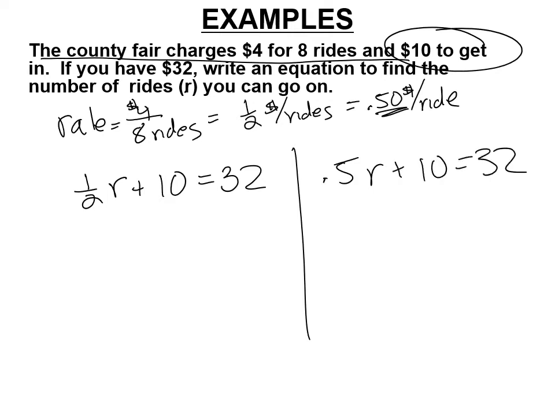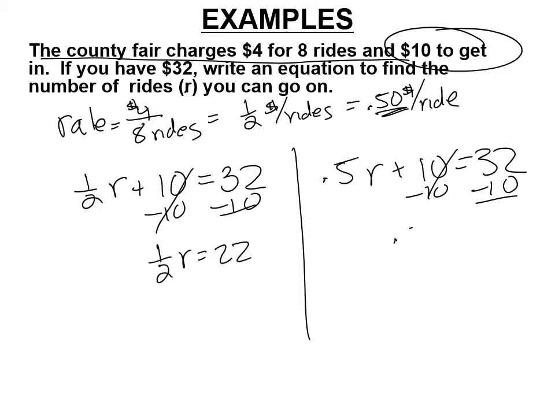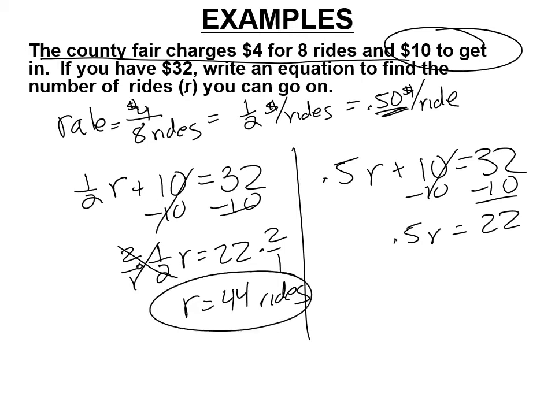Pick one. In both of these, you're going to subtract 10 from both sides. Here you get 1/2 R equals 22. Here you get 0.5 R equals 22. Here you multiply by the reciprocal and get R equals 44 rides. Wow, that's a bargain, because these rides are 50 cents each. That's really cheap. Rides at real fairs are more like $3, $4.